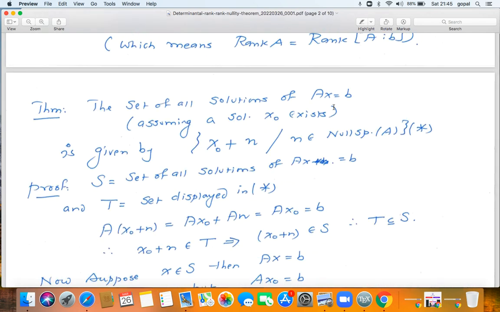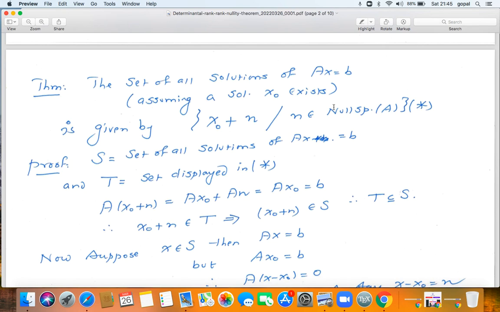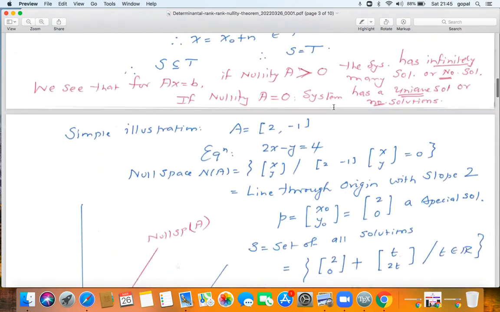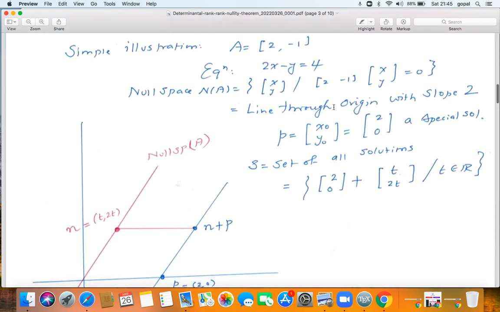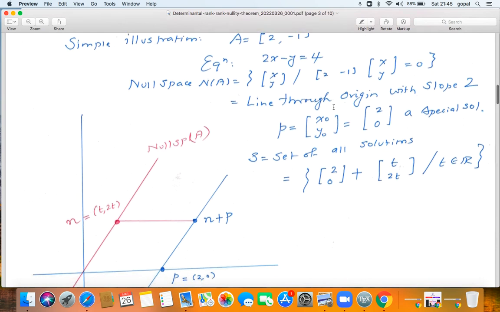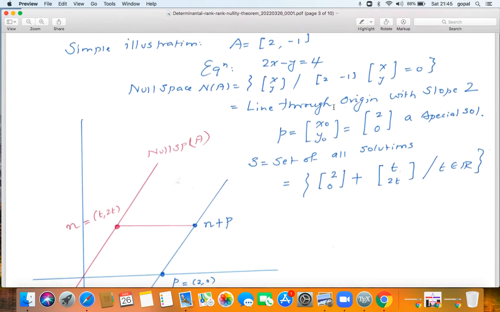Now let us look at this theorem. Let us give a geometrical interpretation of this theorem. Let us look at a simple, almost trivial example. I'm going to take a 1 by 2 matrix. I'm going to look at one equation in two variables. What is that equation? 2x minus y equal to 4. What is that? That's a line sitting in the plane, right?